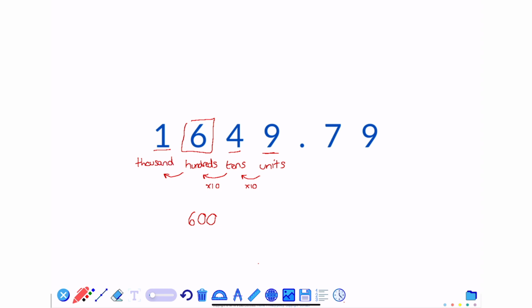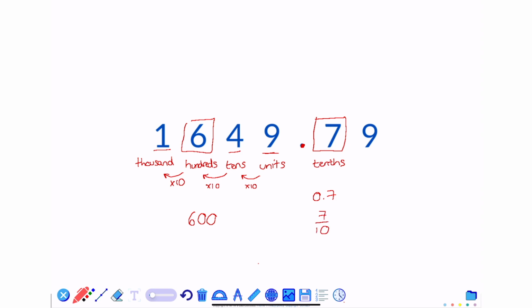Next to the units column, we always have the decimal point. And the column to the right of the decimal point is our tenths column. The 7 doesn't represent 7, it represents 7 tenths, and 7 tenths can be written as 0.7 or 7 over 10.